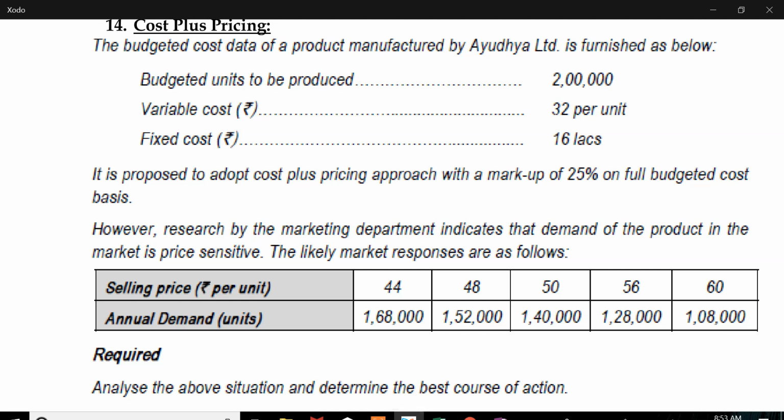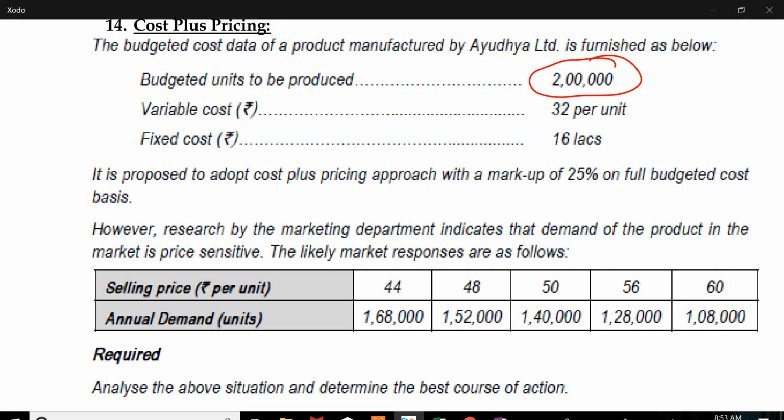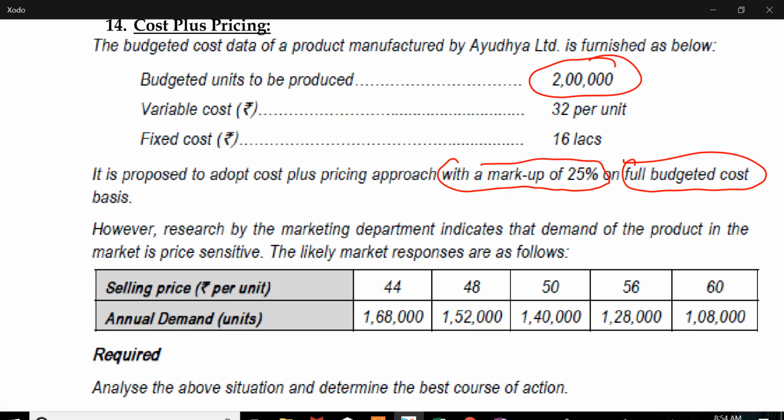Okay. Now coming to this question, they have given the details of the company and the company wants to produce 2 lakh units, which means they also want to sell 2 lakh units. That's a normal understanding, whatever you want to produce. What is the proposed pricing policy? Markup of 25% on full cost.